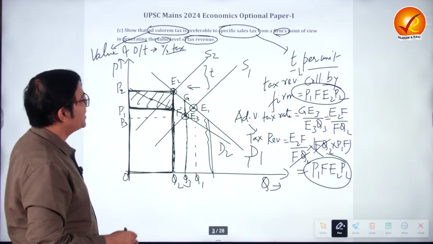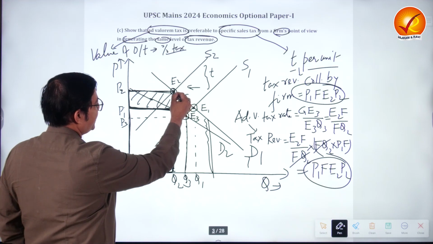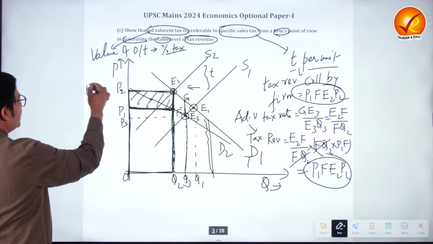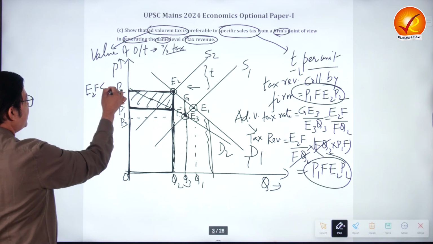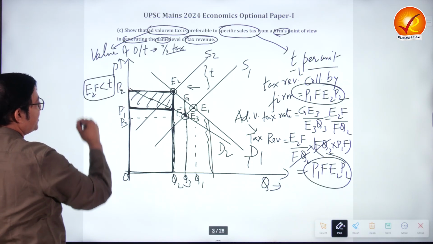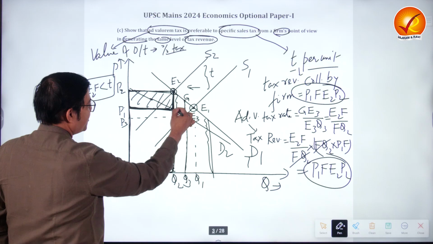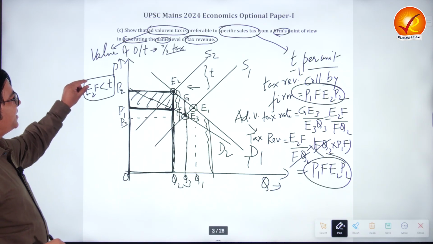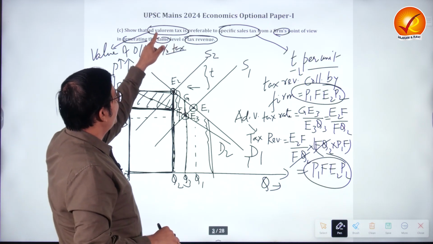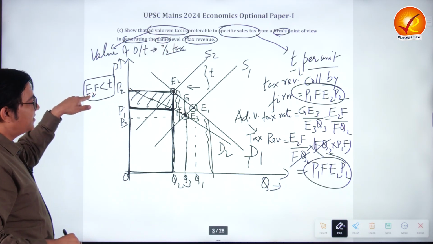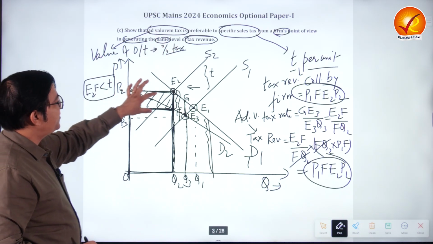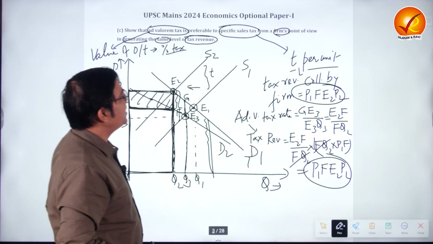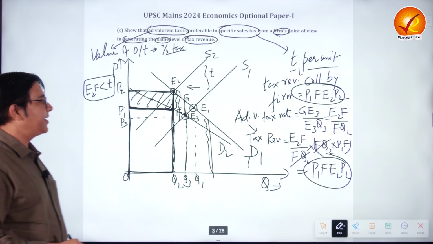And now note one thing, this distance E2F is much lower than the distance T. Clearly this E2F is much less than T. E2F is this much only, T is the bigger one. Hence we can say that it is with a lower ad valorem tax that the firm can generate the same amount of revenue, and the specific sales tax needed for this will be higher.